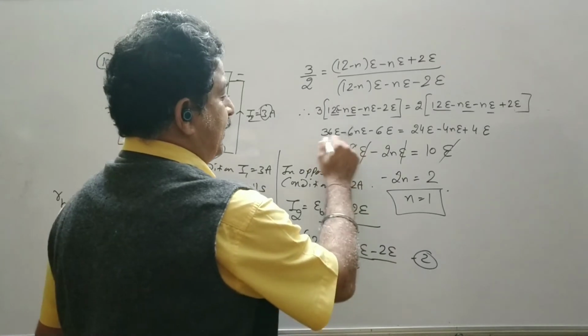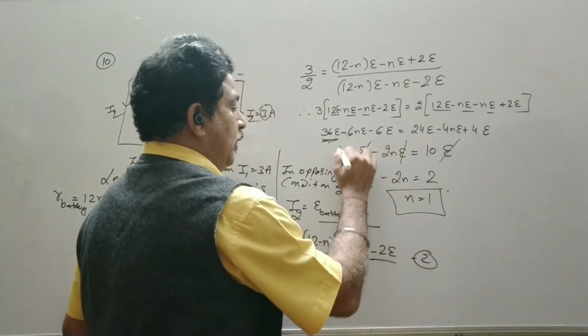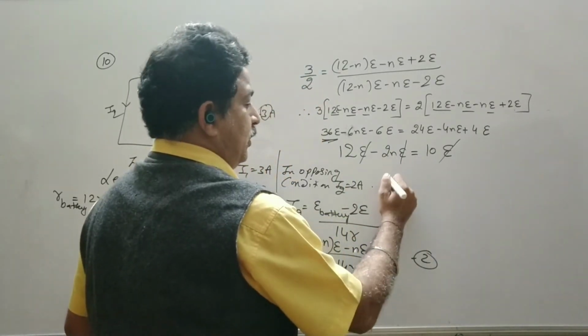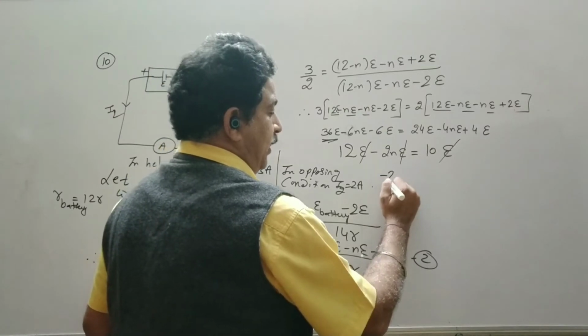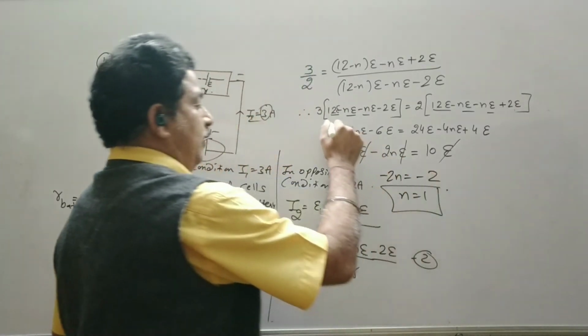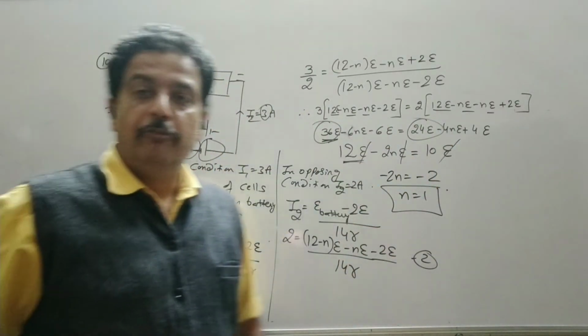So we have 36E equal to 24. So it becomes actually 12E. So it becomes minus twice N is equal to minus 2. So N is equal to 1. So here we have a calculation mistake. So it is 12. So N is equal to 1.